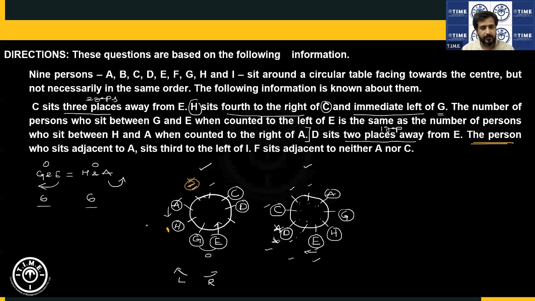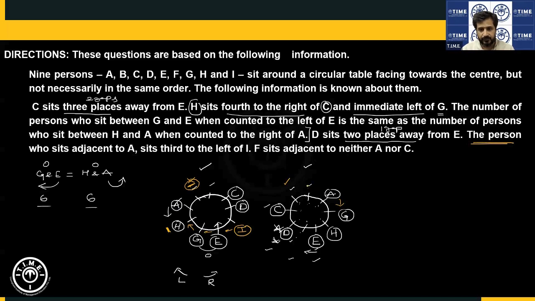So I cannot consider immediate left side. Now I should consider immediate right side. So this position is third to the left of I position. So I must come here. Then it is first left, second left, and third left. So the person who sits adjacent to A is H and H sits third to the left of I. Similarly here, if I consider immediate left side, G is there. G is third to the left of I, perfectly matching by placing I here.